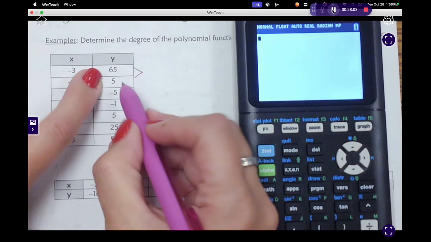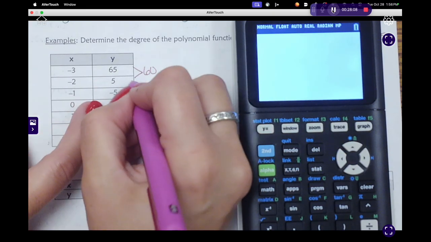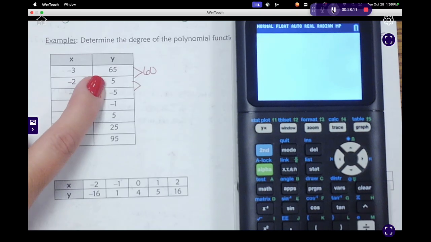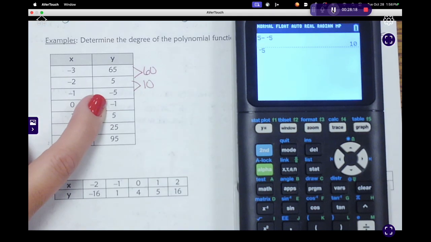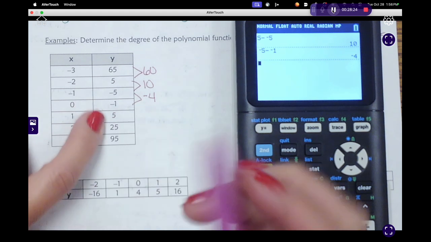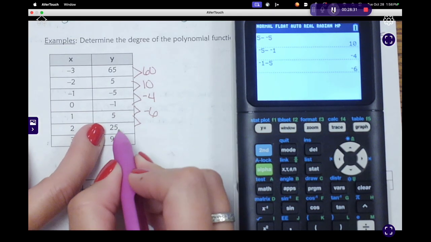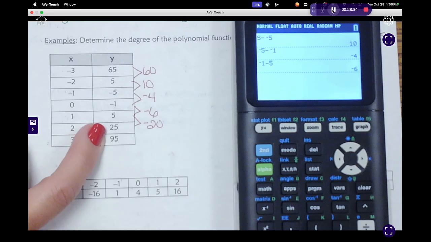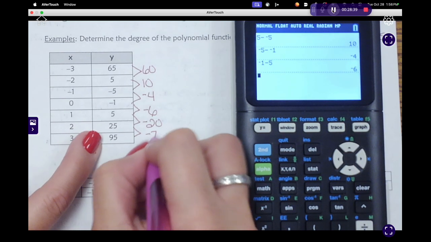So like right here, I'm doing 65 minus 5, which is 60. Be careful with your double negative. So here I'm doing 5 minus a negative 5. And that gives me a positive 10. I have negative 5 minus a negative 1. That gives me negative 4. I'm going to continue this. Negative 1 minus 5 gives me negative 6. 5 minus 25 is a negative 20. And then 25 minus 95 is a negative 70.